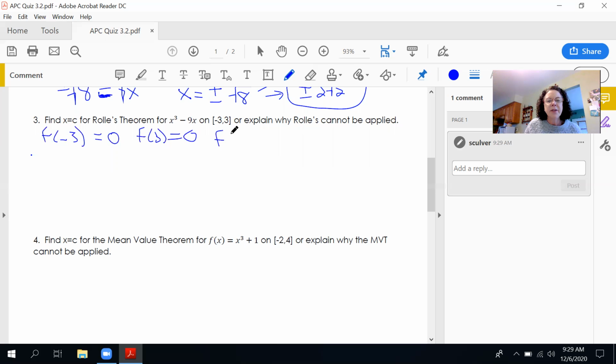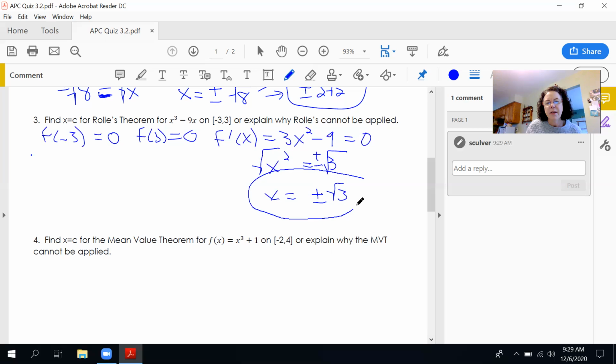So somewhere it is guaranteed from -3 to 3 that the derivative, which is 3x squared minus 9, is equal to 0. So I'm going to add a 9 to both sides and divide by 3. And I get x squared equals 3. And when I take the square root, plus or minus, I get x equals plus or minus the square root of 3. There we go.